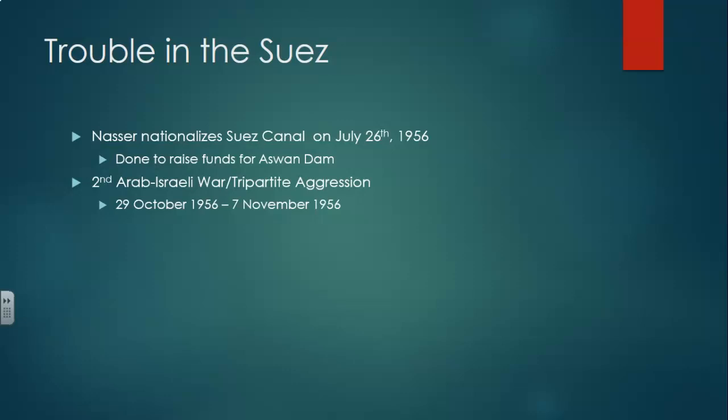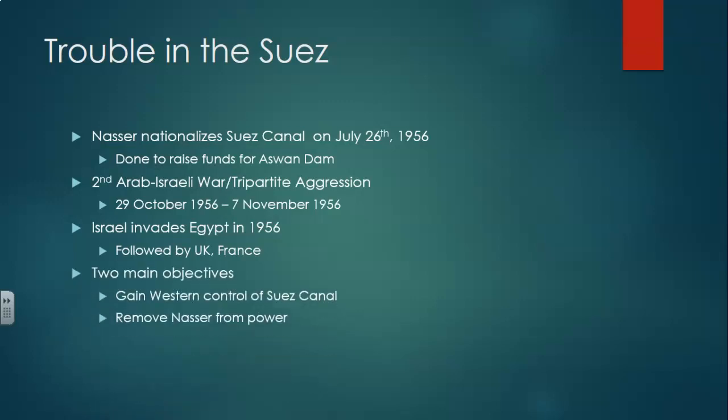money. Now, this is going to lead to the Second Arab-Israeli War, also known as the Tripartite Aggression, from October 29, 1956 until November 7, 1956. So just about a week-long little conflict. During this time, Israel is going to invade Egypt in 1956. They're going to be followed by the United Kingdom, and then they're going to be followed by France. The goal of this was twofold. Number one, gain Western control over the Suez Canal.